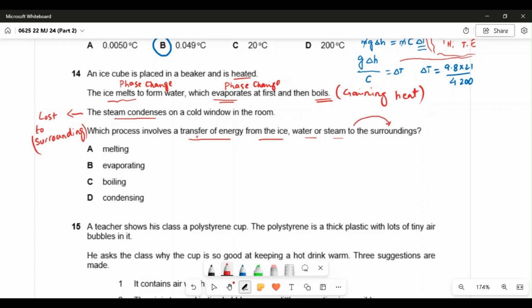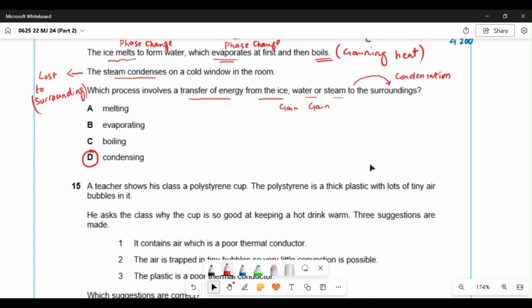So, ice to water was heat gain, water to steam, heat gain by the water, evaporation, heat gain. Only condensation is a process that is releasing heat to convert the gaseous state of the water to the liquid state. So we have the process of condensing, the better choice.